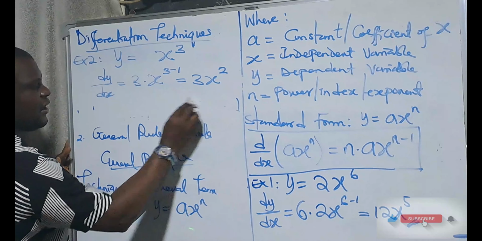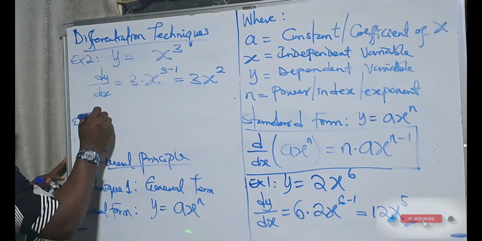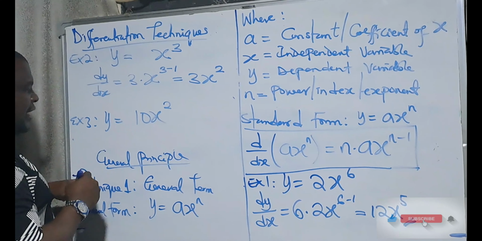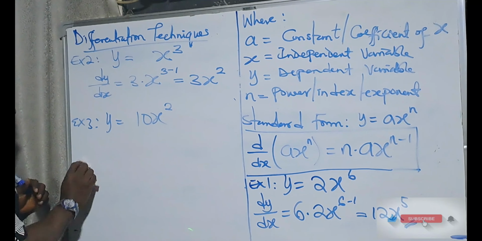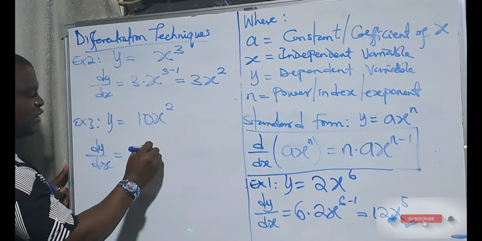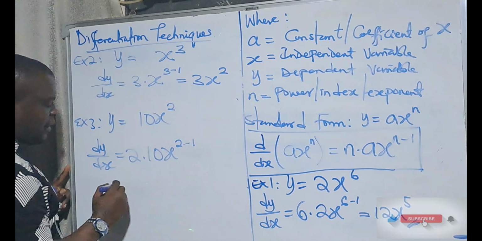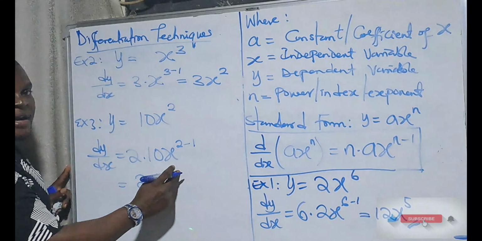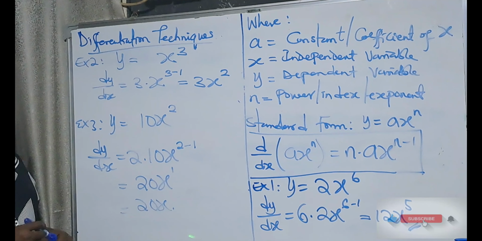Let's take another one. Example 3. y equals 10x raised to power 2. Now take a look at this. The power here is 2. So what do we do? dy/dx will give me, write back the question, 10x raised to power 2. The power is 2. Bring it down to multiply, and take away 1 from the power. So this will be 2 times 10 is 20, x raised to power 1. Finally, x raised to power 1 is still x, so this becomes 20x.